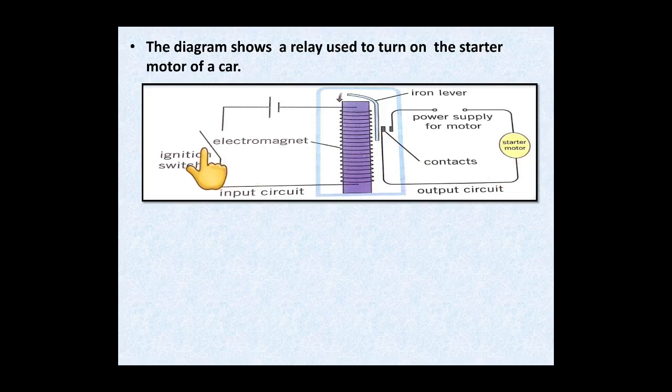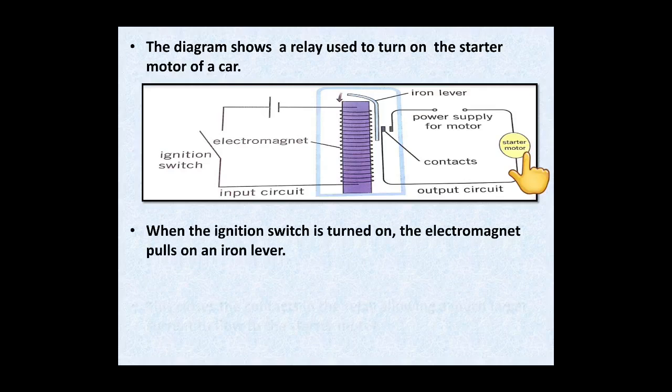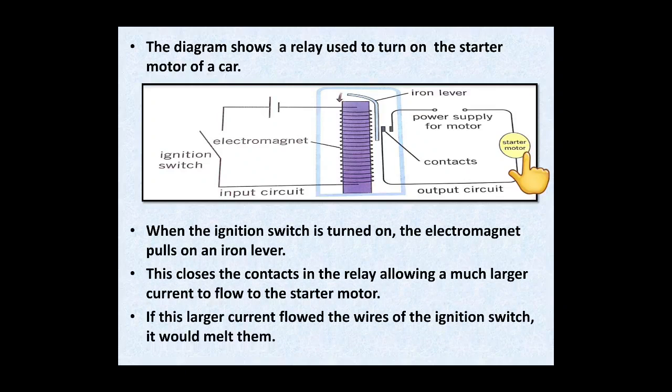When the ignition switch is turned on, current flows through the electromagnet from the battery. This electromagnet attracts and pulls the iron lever. When the iron lever is pulled, the contacts get closed, allowing a much larger current to pass through the starter motor. Now the vehicle will get started. If this larger current flowed through the wires of the ignition switch, it would melt them.